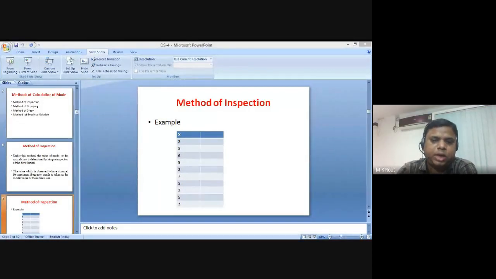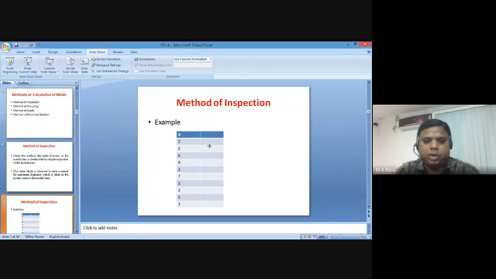In this particular example, by using the method of inspection, you have inspected the data and found the number of occurrences in the form of frequencies. The highest frequency of appearance belongs to the value 2, which appears 3 times as compared to other values.